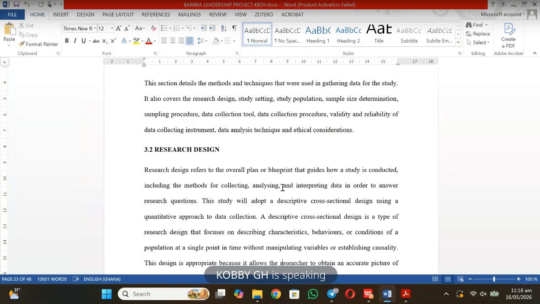Okay, again, the data collection approach. How many data collection approaches have we discussed today? Yes, how many? 3. What are they?